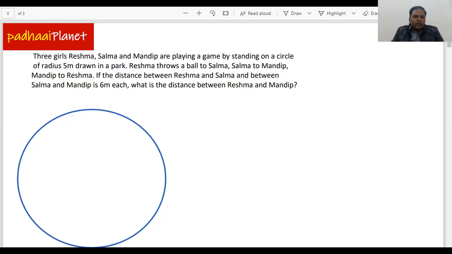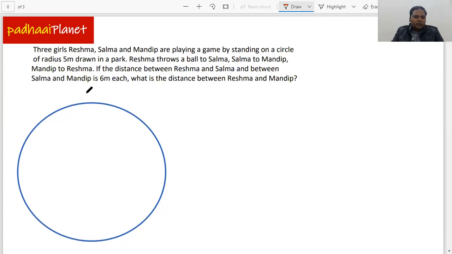The question says that there is a circular part, and there are three girls who are playing, Reshma, Salma, and Mandeep. They're playing a game on a circle. They are standing on the circle, and the radius of the circle is given as 5 meters. The distance between Reshma and Salma, and then Salma and Mandeep, that's given, and that's 6 meters. And what we need to find out is the distance between Reshma and Mandeep, right?